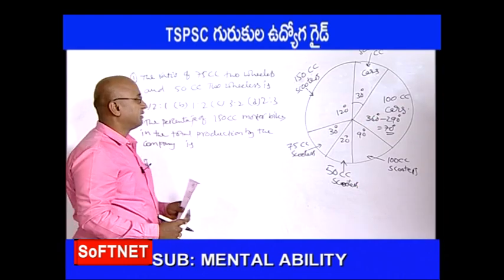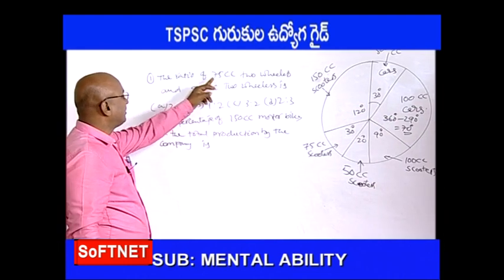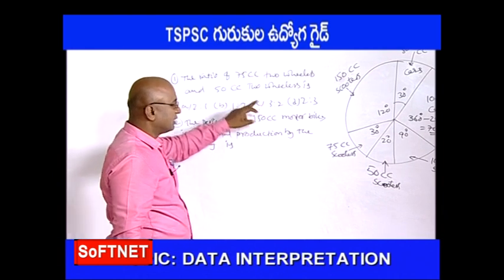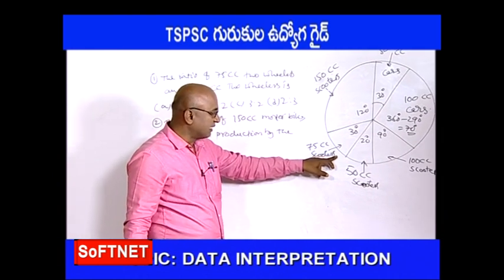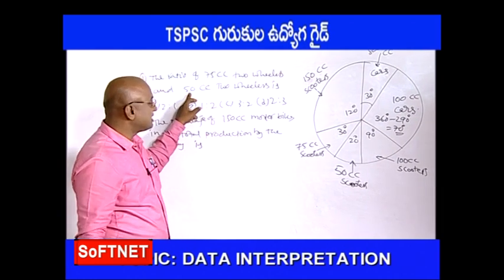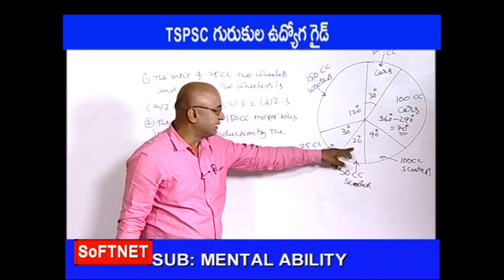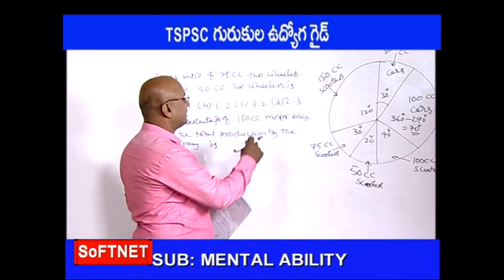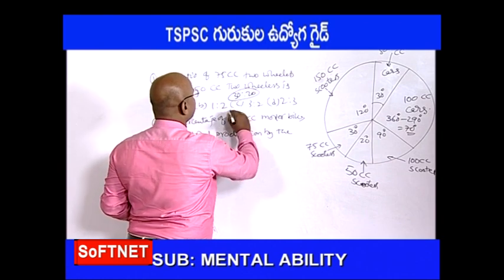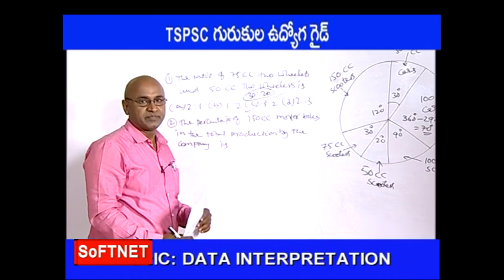Got it? Right. Now the ratio of 75cc two-wheelers and 50cc two-wheelers is, so 75cc two-wheelers, scooters, that is 30 degrees, and 50cc scooters, that is 20 degrees. The ratio is 30:20. That is equal to 3:2 is the answer.